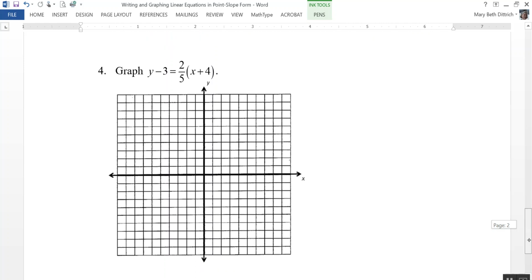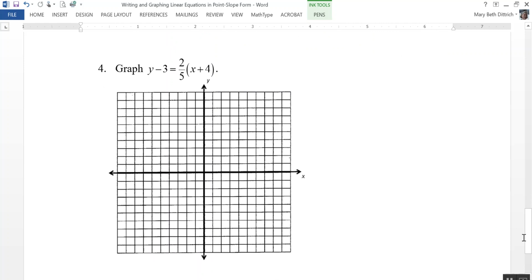And my last example says graph the equation y minus 3 equals 2/5 times the quantity x plus 4. Looking at this, I can tell that my slope is 2/5 and that a point on the line is going to be -4, 3. Remember, this x plus 4 is the same as x minus a negative 4, so my x1 is negative 4. I'm going to start with that point, -4, 3, and then use my slope to move from that point. A slope of 2/5 means I move up 2 and right 5, or I could move down 2 and left 5, and then connect those points.